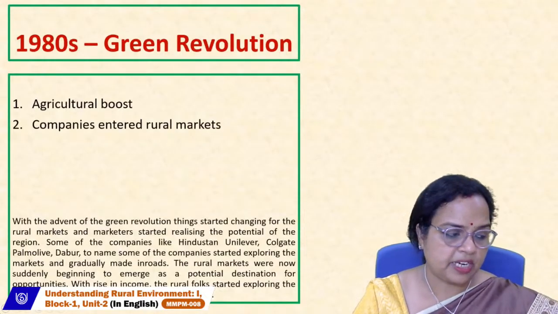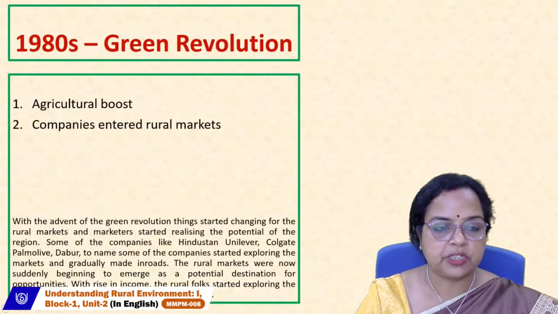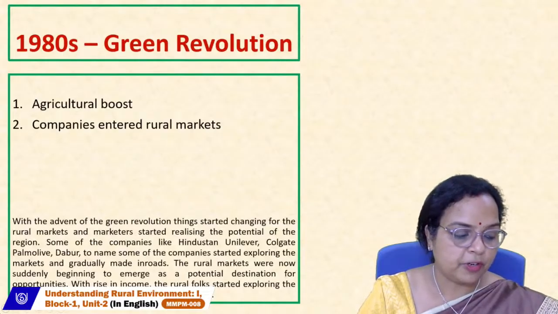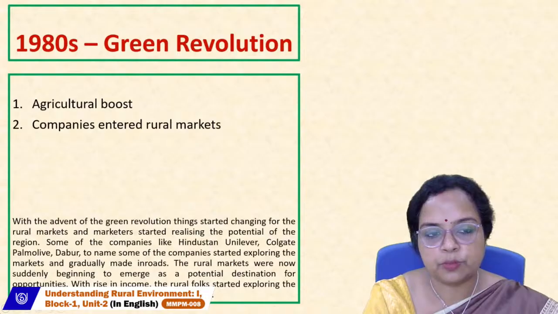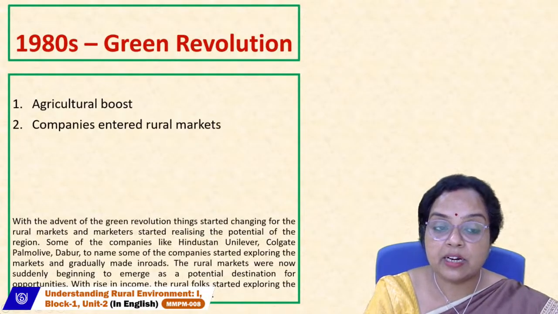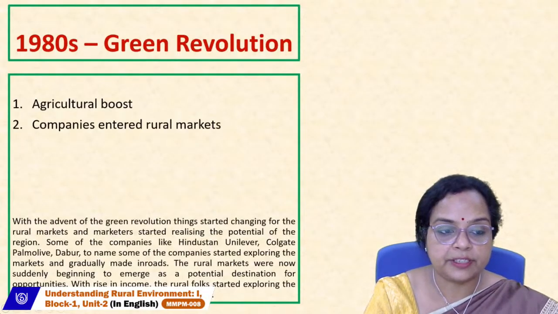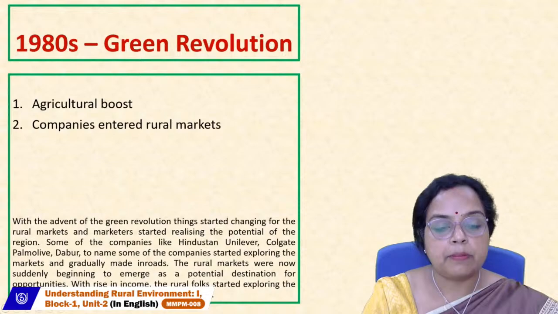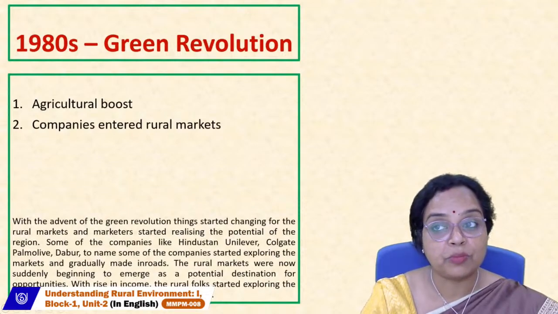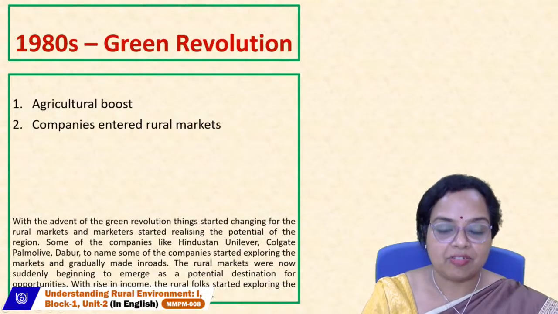After 10 years, during the 1980s, the Green Revolution happened. The Green Revolution was dedicated to agricultural boost. Companies had started entering rural markets. With the advent of the Green Revolution, things started changing in rural markets, and marketers started realizing the potential of the region. So the rural market started gaining attraction from the marketers.